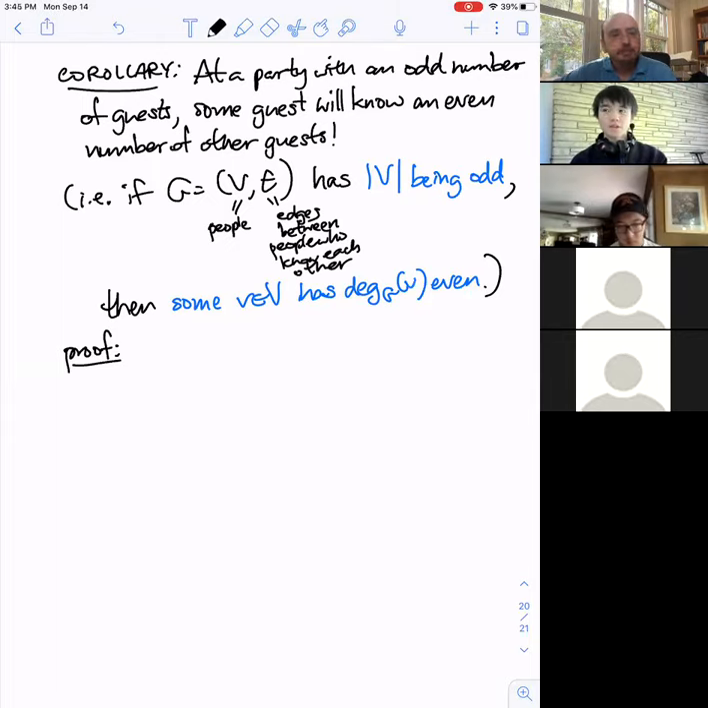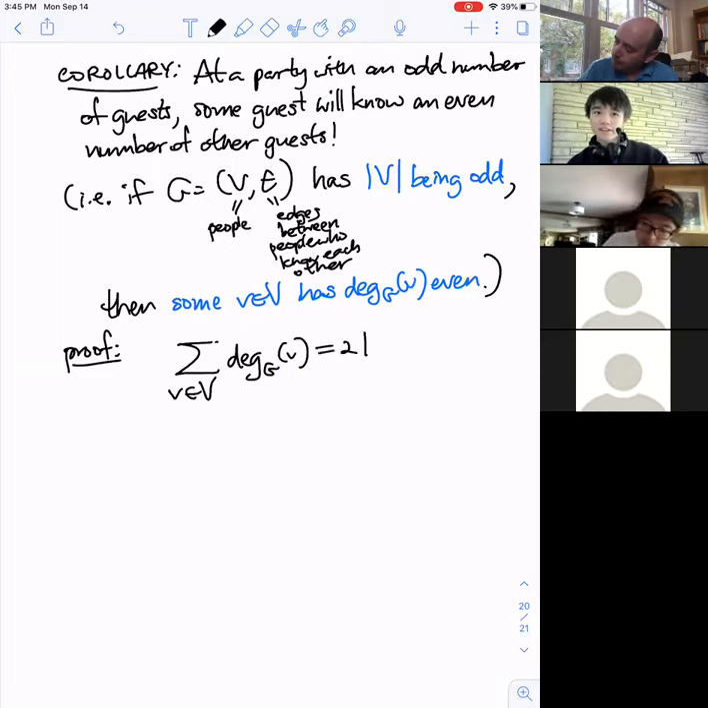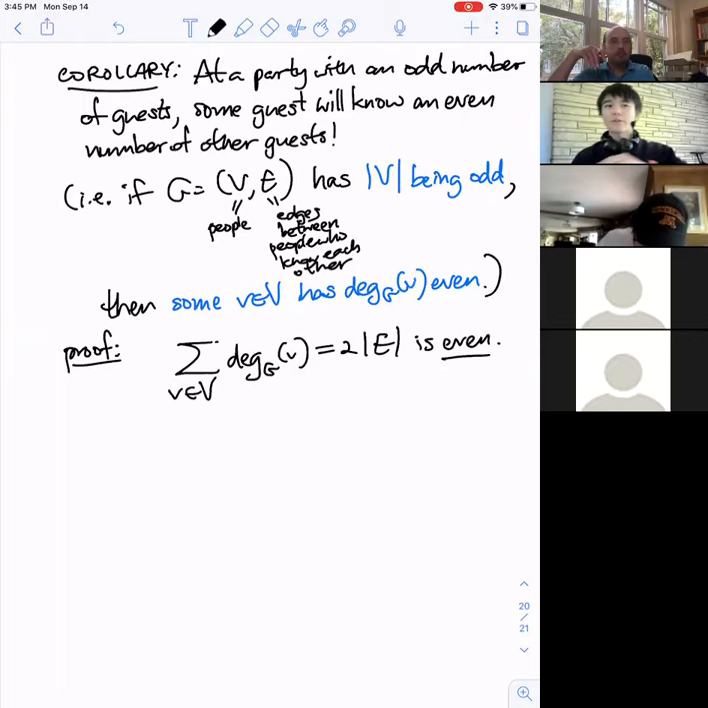So you have an even number. We have the sum of all of the degrees is two times the cardinality of the edge set. So it's an even number basically. Yep. And let's do this by contradiction, I guess. Let's suppose that everyone knows an odd number of people. Then you're summing an odd number of odd numbers, which will be odd, not even. And there's a contradiction, so it has to be even. Yeah, I think that works.